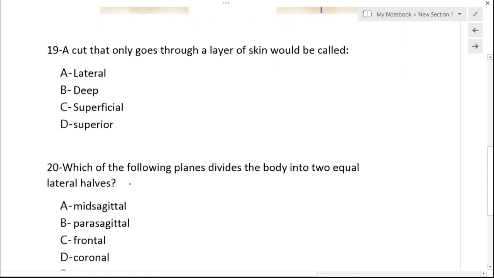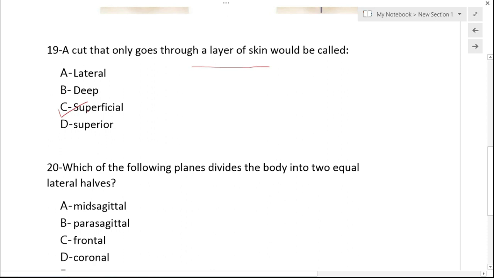Now we are moving to the next question, question number 19. A cut that only goes through a layer of skin would be called lateral, deep, superficial, or superior. The correct answer is option C, superficial.